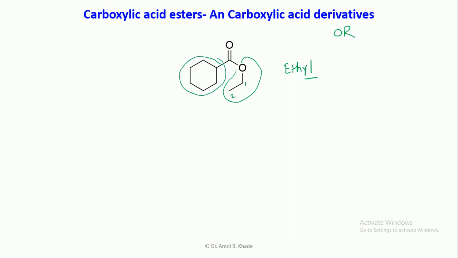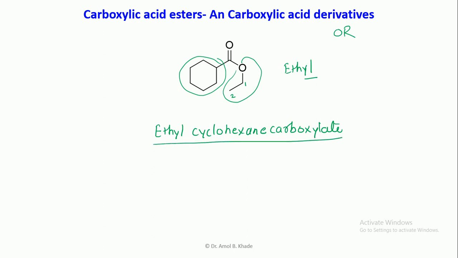Okay, so here we can write the name of this structure as ethyl, which will come first, then cyclohexane, and then it is a carboxylate. ATE will come as a suffix to indicate it is a carboxylic acid ester. So it is ethyl cyclohexane carboxylate. This is how you can give the name for this structure.